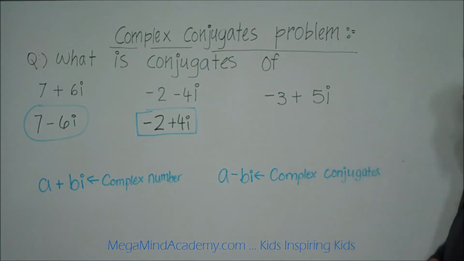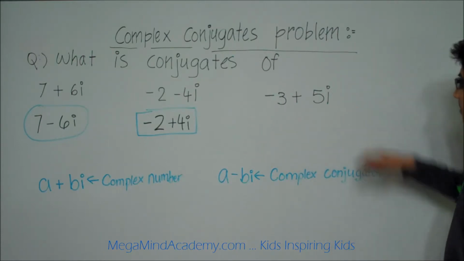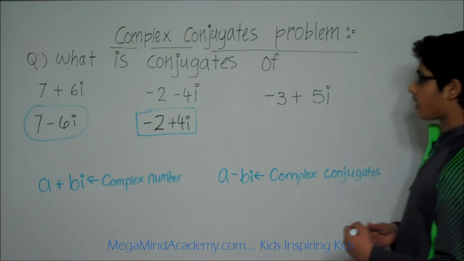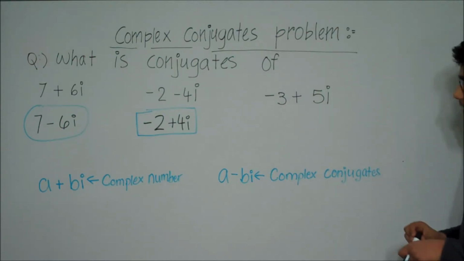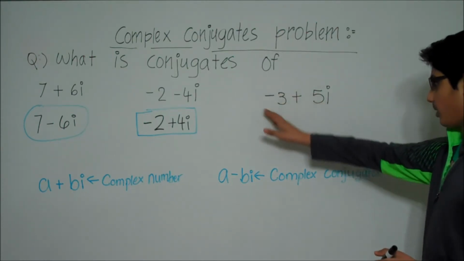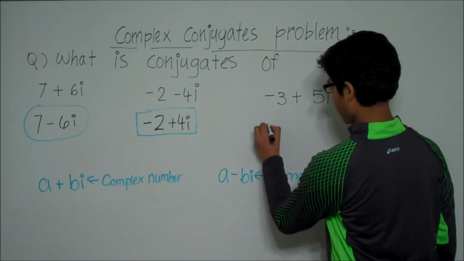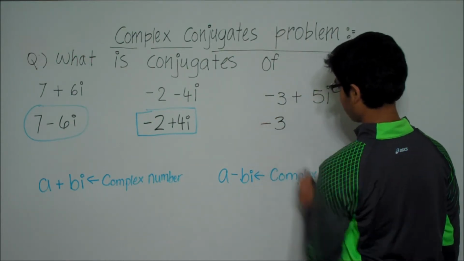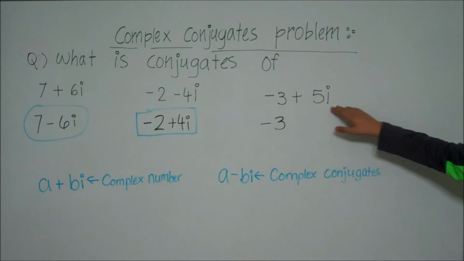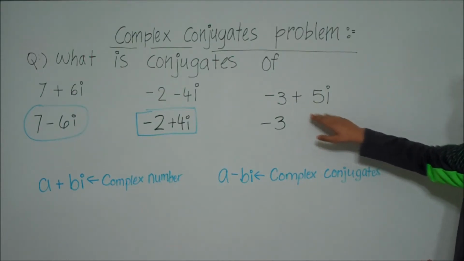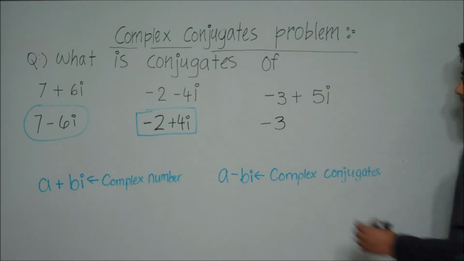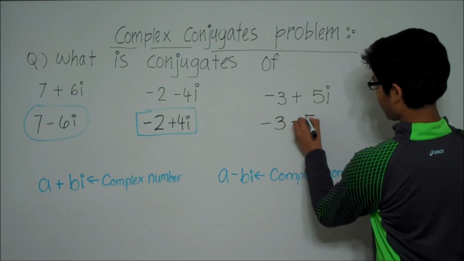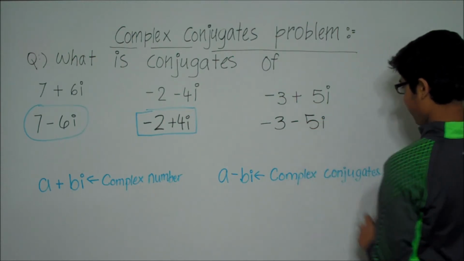Now let's move on to this complex number. So we have to convert it into a complex conjugate. So we know the sign of the real term does not change, so we get negative 3, and then we have plus 5i. And we know that we have the opposite sign for the imaginary term. So the opposite of plus is minus. So minus 5i.